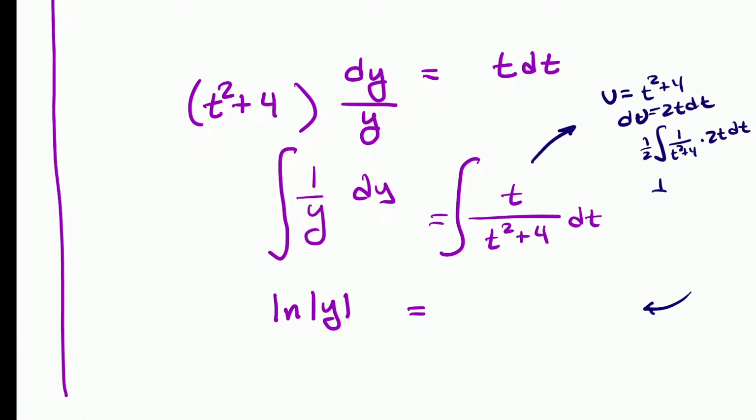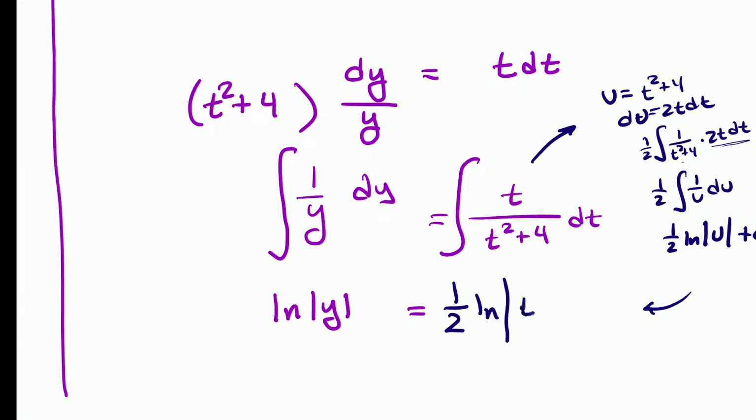Anyway, now I've got 1/2 times the integral of 1 over u du, because this is my du, this is my u over here. And we all know, actually, we already did this, natural log. So this is going to be 1/2 natural log of the absolute value of u plus c. So that becomes 1/2 natural log of t squared plus 4 plus the constant.